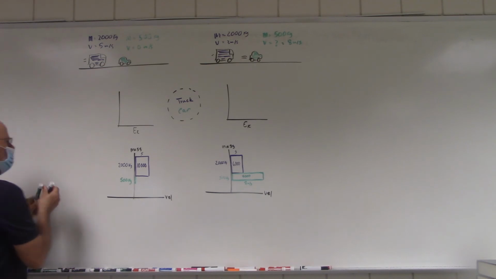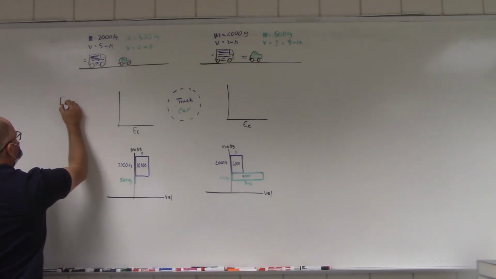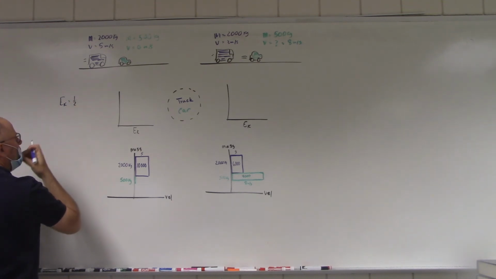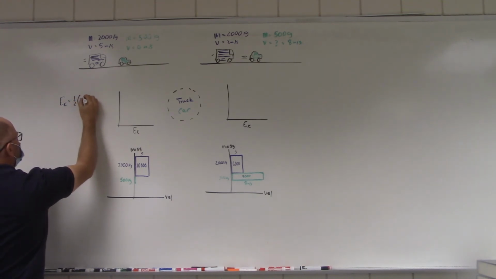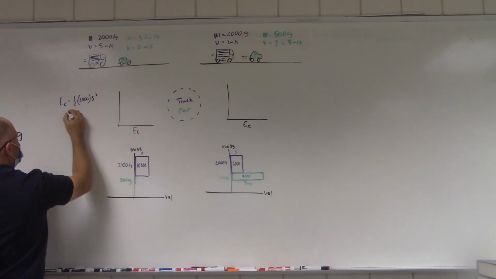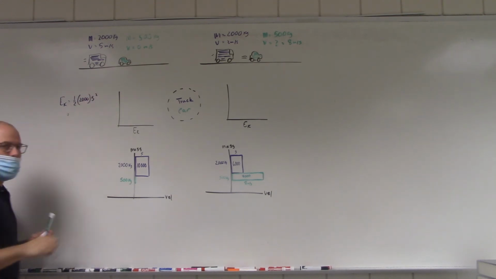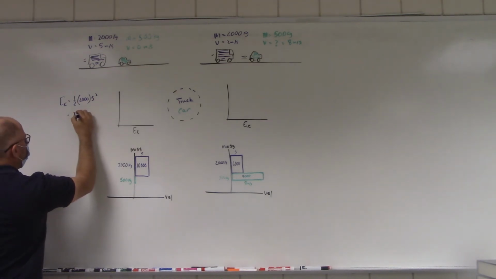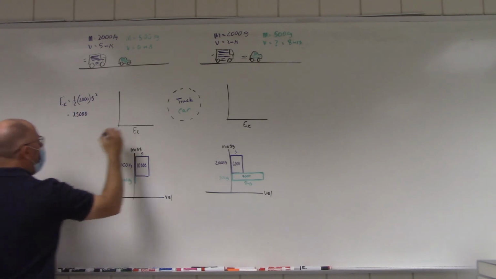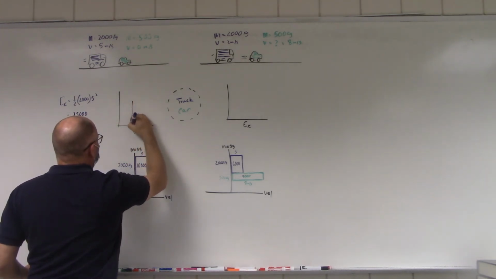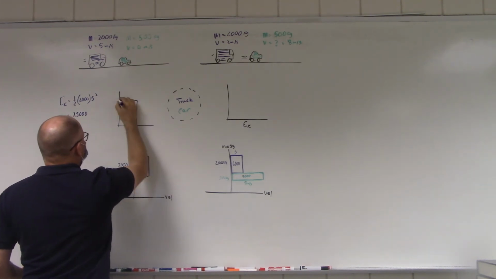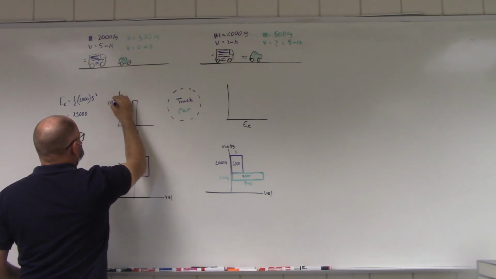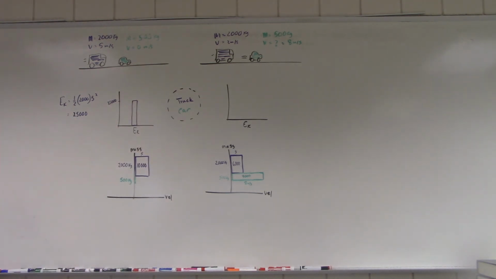Kinetic energy is 1/2 mv squared. The mass is 2,000. Speed is 5 squared. 1/2 of 2,000 is 1,000. 5 squared is 25, so my total energy is 25,000. Is that cool? Yeah. All right, let's do it for the right side now.